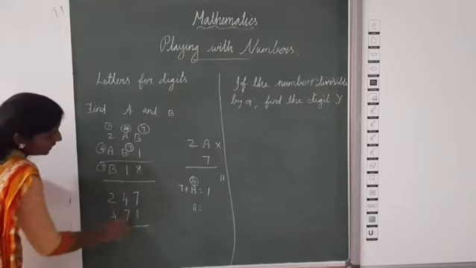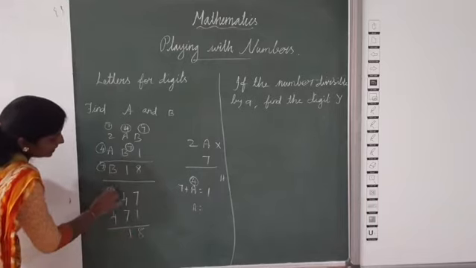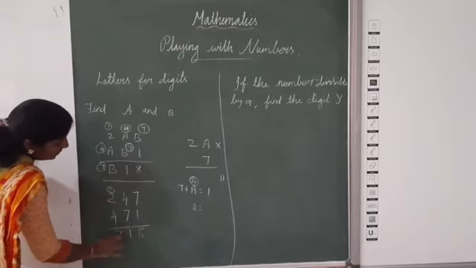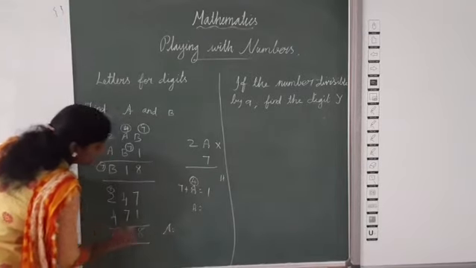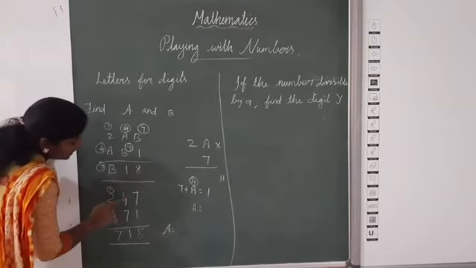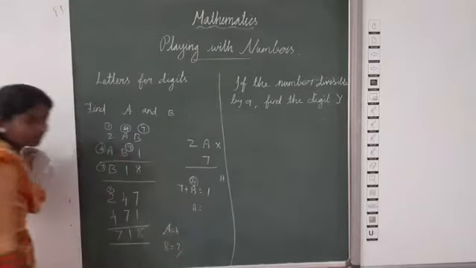Then 1. Now we can add. 7 plus 1, 8. 7 plus 4, 11. 1 carry. 4 plus 2 plus 1, 7. 708. What is A? What is B? A is equal to what? 4. A is equal to 4 and B is equal to 7.